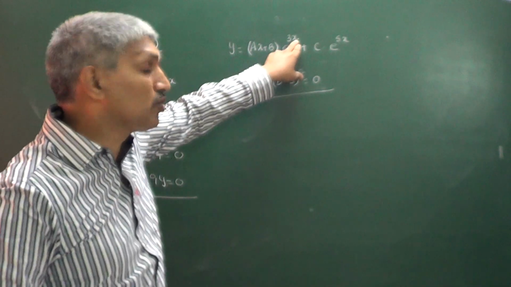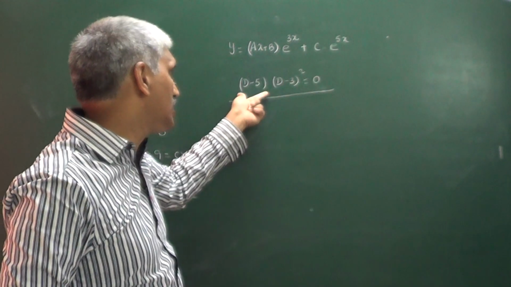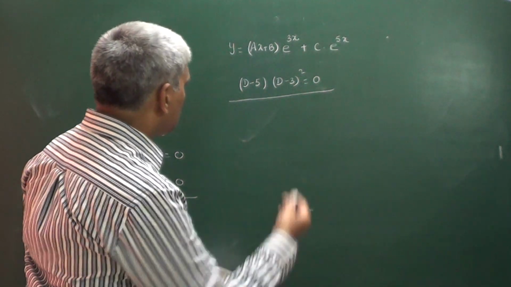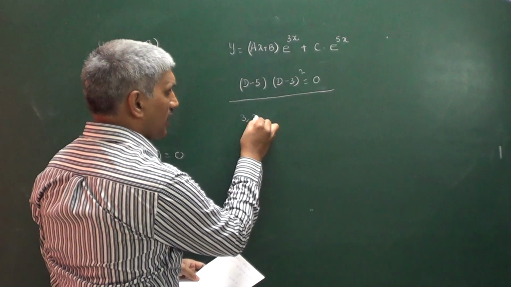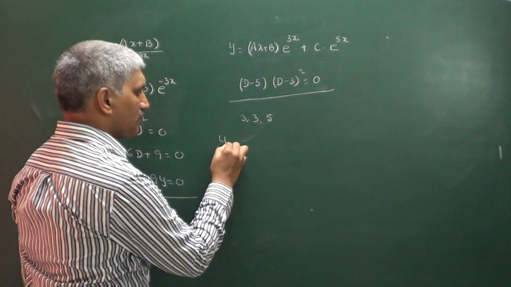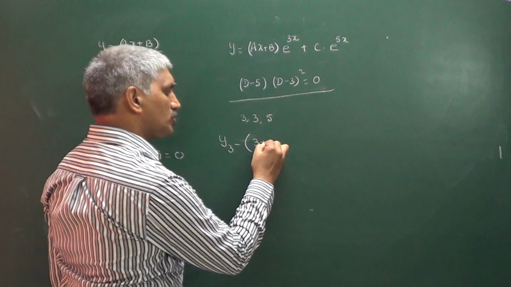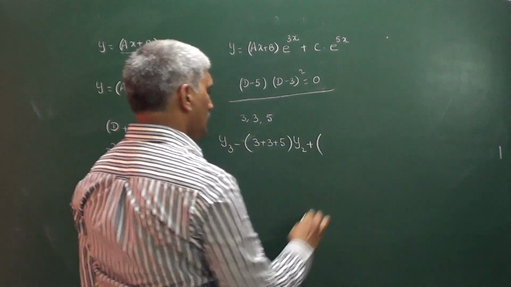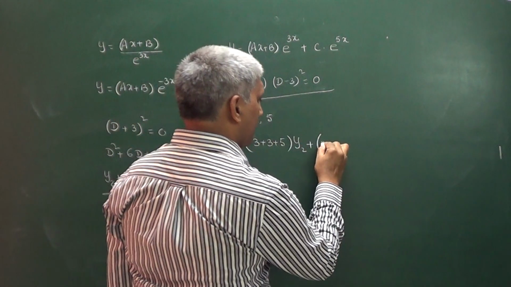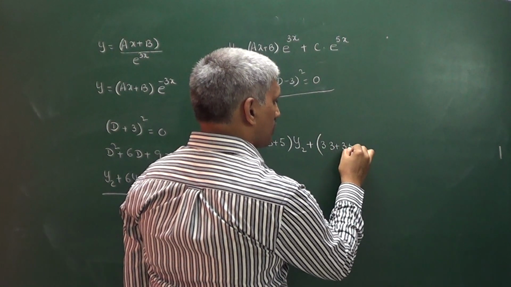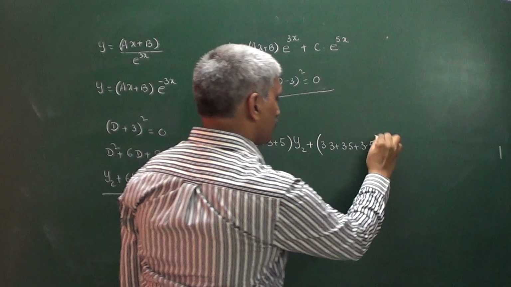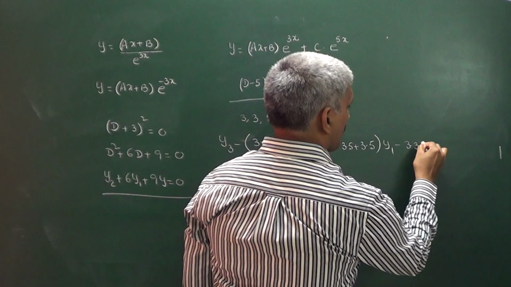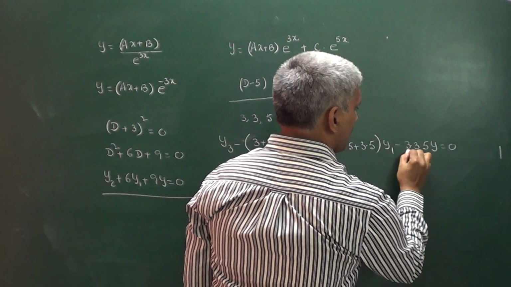Okay. So here the repeated root is 3 and another root is 5. That's the reason I wrote (D minus 5) into (D minus 3) whole square. Let's have another way. Otherwise, if you want to write, the roots are 3, 3, 5. How to write? This can be written as y3 minus the sum of the roots, 3 plus 3 plus 5, multiplied with y2. Next, the sum of the product of the roots taken 2 at a time: first 3 into 3, next 3 into 5, next 3 into 5, multiplied with y1. Final one is minus 3 into 3 into 5, multiplied with y, is equal to 0.